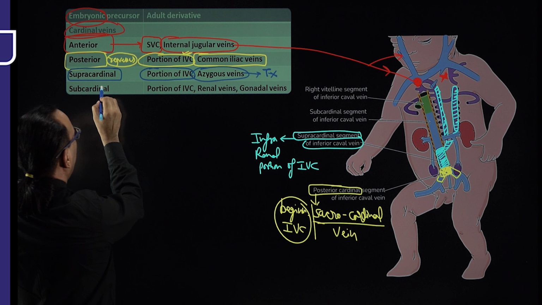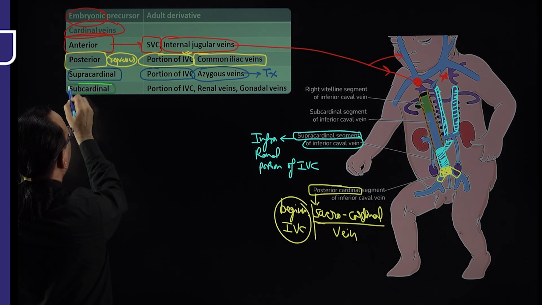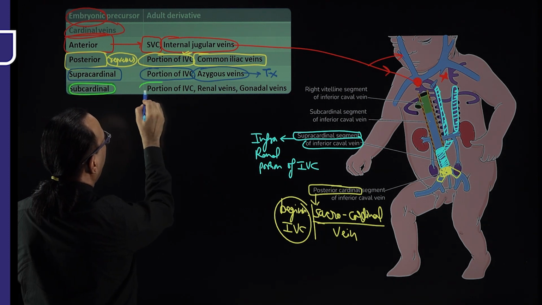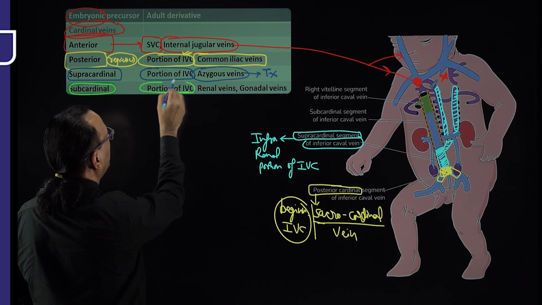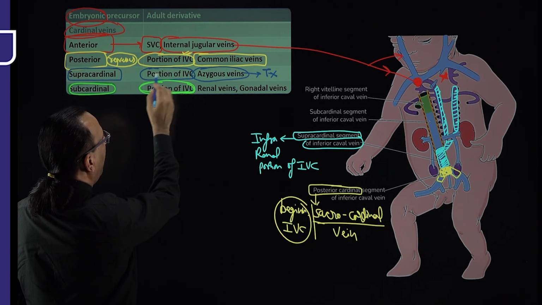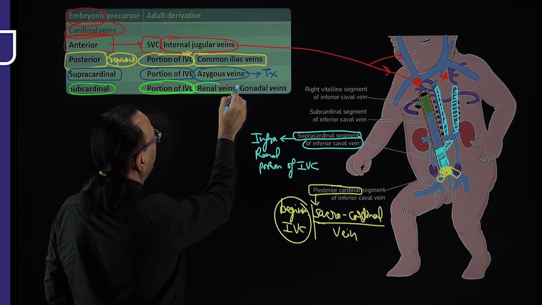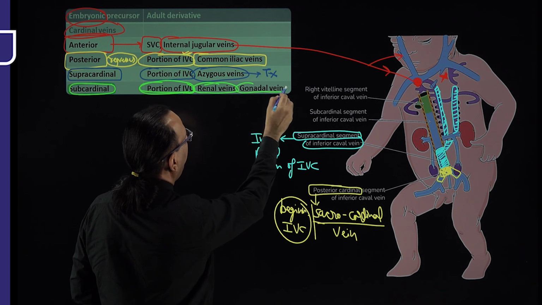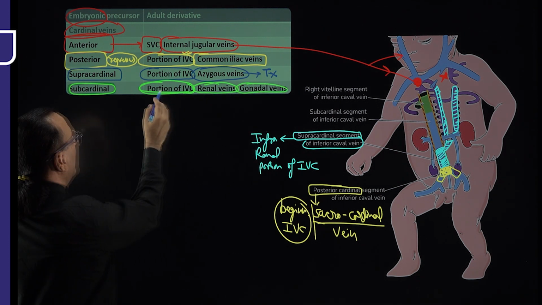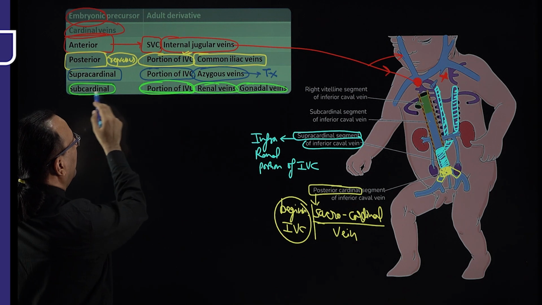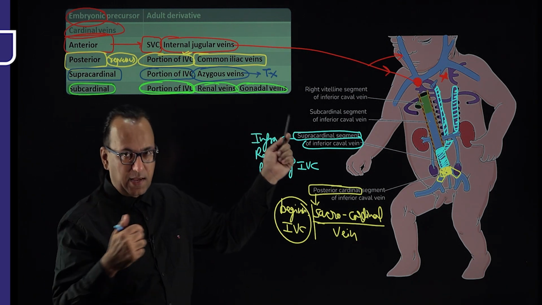Then what about the subcardinal vein? What is it contributing? The subcardinal vein will contribute to the renal portion of the inferior vena cava, and also it contributes to the renal vein, suprarenal vein, and the gonadal veins. They all drain into this renal portion of the inferior vena cava. It can be seen better in the diagram here.